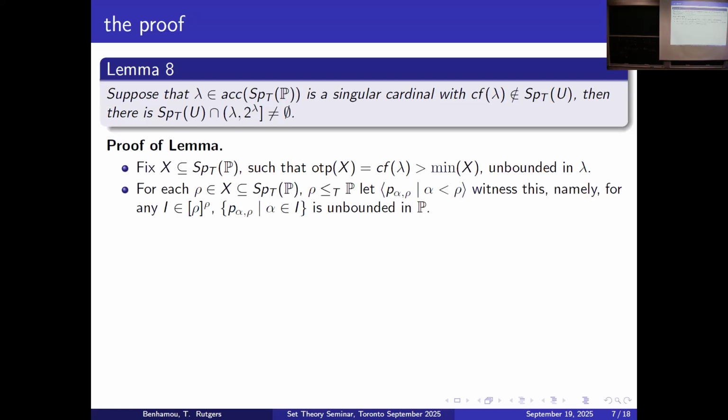So for each rho in X, we know in particular that rho is going to be in the Tukey spectrum. So we fix a witnessing sequence for that. Okay, so here we have X, so we have some regular cardinals in X. And so we have, I don't know, rho 0, rho 1, rho 2, and here we have lambda, and for each one of them we fix a sequence denoted by rho's.